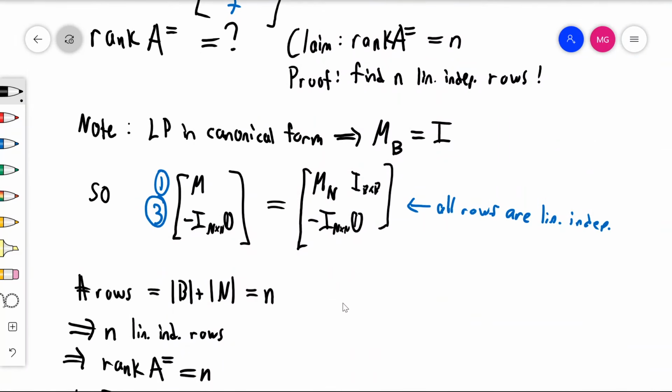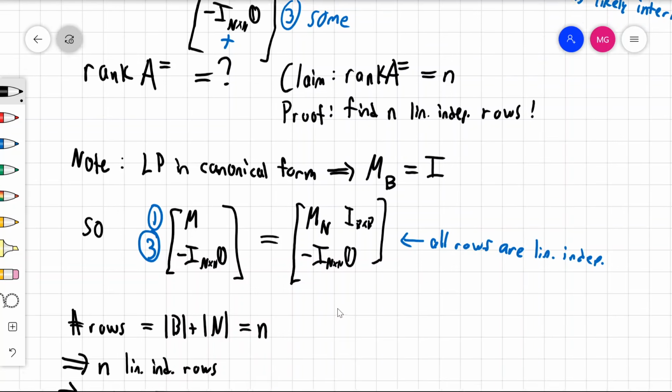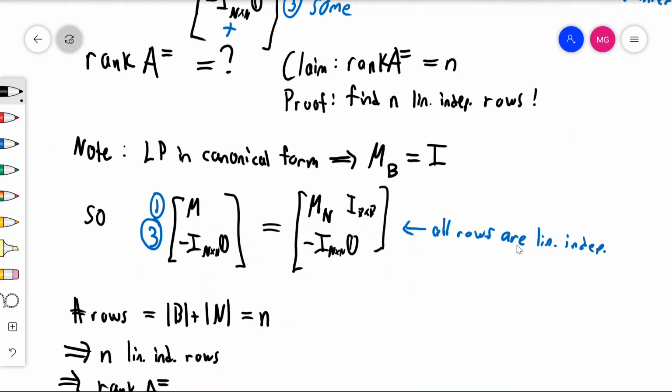So that's another way you can see that. Anyways, all that is to say that all these rows right here are in fact linearly independent, and we have little n of them, because the number of rows in the top block is cardinality of B many rows, and for the bottom block it's cardinality of N many rows, and B and capital N form a partition of all the columns, which is little n. So cardinality of B plus cardinality of N is little n. And so that's how many rows there are, and they're all linearly independent.